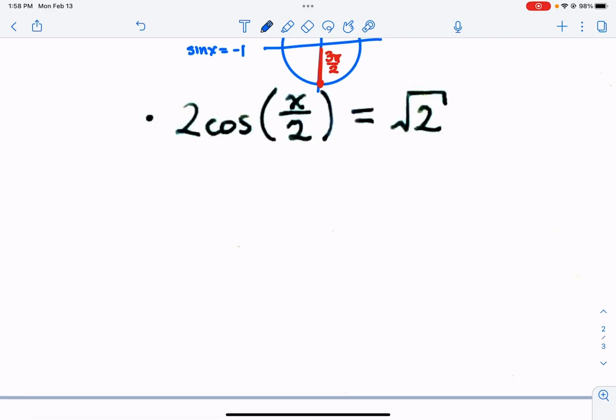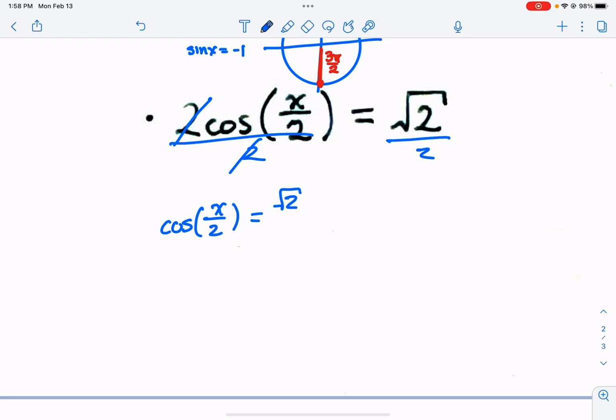So again, solve as far as you can, right? Divide both sides by 2. So we have cosine of x over 2 equals radical 2 over 2. Now at this point, we cannot do anything about this over 2 business inside of the parentheses. We don't really have a way of dealing with that or making it go away. So we actually have to kind of solve it as it is right now.